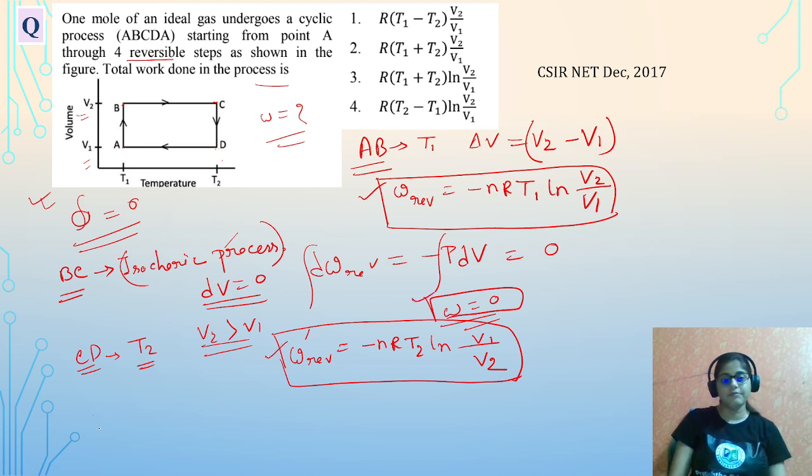Now we have DA also. For the DA case, you can see that it is again an isochoric process. So dV equals 0, so work will be 0. Fine. Okay. So 0 cases we have. I am removing from here so that I can get some space.